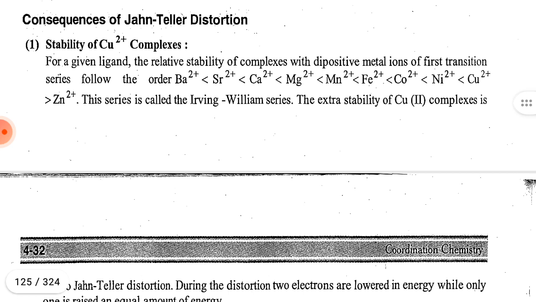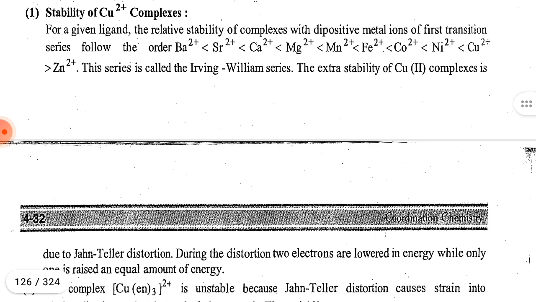Consequences of Jahn-Teller distortion. First, stability of copper(II) complexes. For a given ligand, the relative stability of complexes with dipositive metal ions of the first transition series follows the order: Ba2+ < Sr2+ < Ca2+ < Mg2+ < Mn2+ < Fe2+ < Co2+ < Ni2+ < Cu2+ > Zn2+. This series is called the Irving-Williams series.